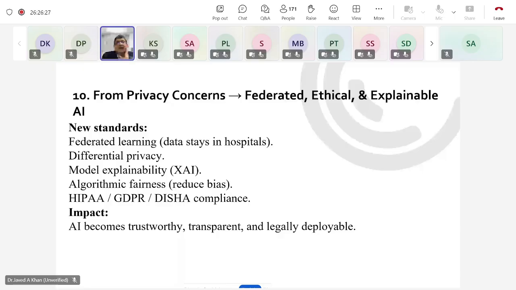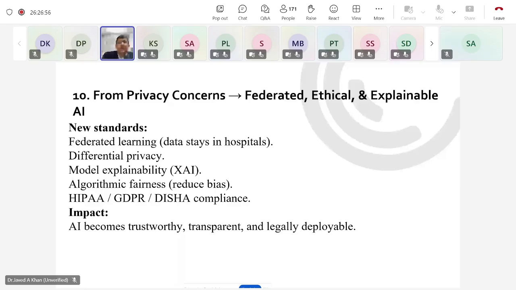From privacy concern to federated, ethical, and explainable AI. The new standard is federated learning. Data stays in the hospitals, with differential privacy, model explainability (XAI), algorithmic fairness, reduced bias, and HIPAA, GDPR, DISHA compliance. So what will be the impact? AI becomes trustworthy, transparent, and legally deployable.